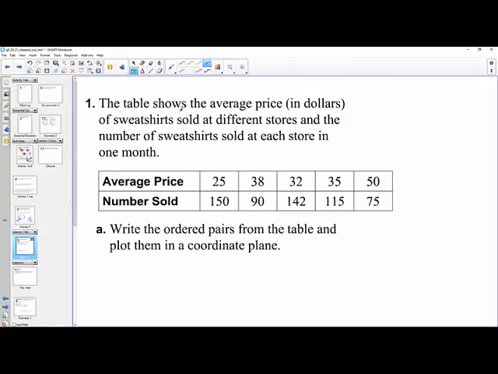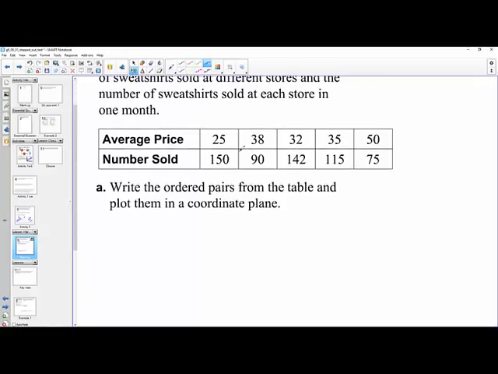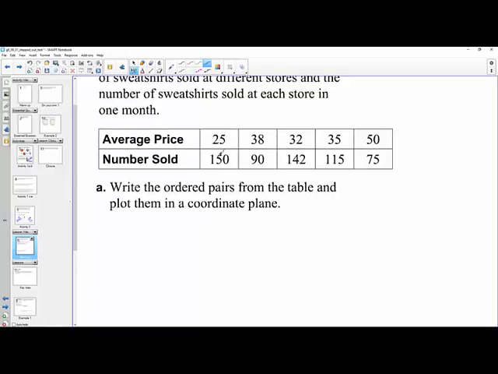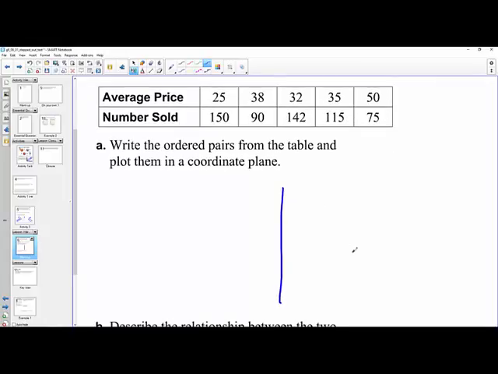So this one here says the table shows this, sold at different stores. Write the ordered pairs from the table and plot them on a coordinate plane. So if I just look here for a second, this is 25, 50, 38, 90. This has gone down. 32, 142. This is kind of going down. This is going down. When I plot this out, and again, I have to make my scale on both sides here. The price would probably be down here. I'd call that my X, and my number sold is my Y, because my number sold depends on the price, right?